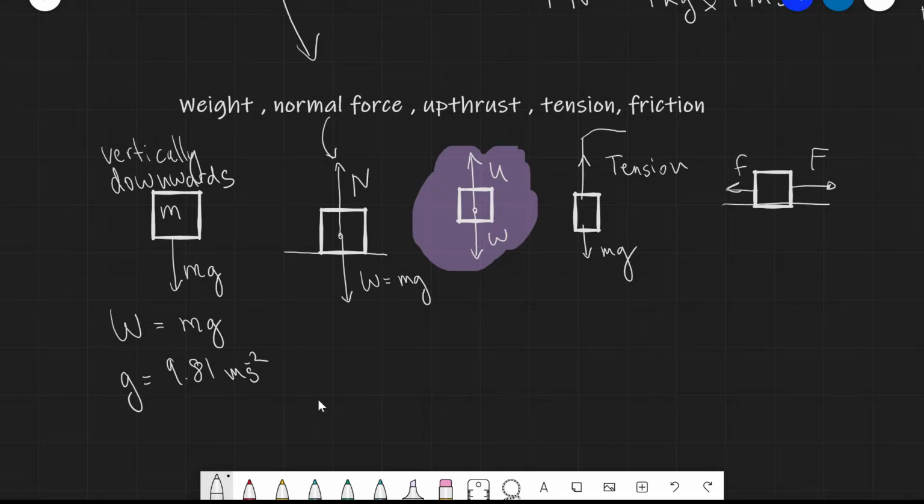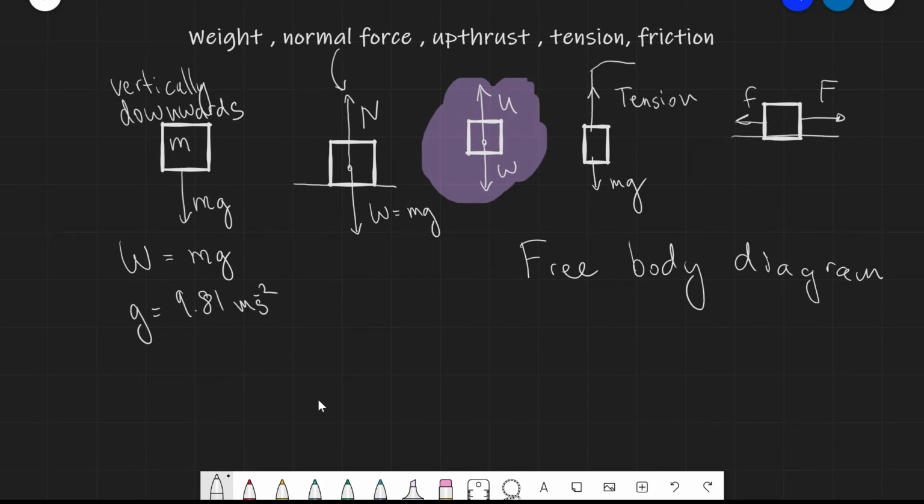Now, all of these diagrams that I've drawn here are actually examples of what are known as free body diagrams. A free body diagram simply is a way of showcasing what forces are acting on an object. Typically in a free body diagram, unless it's a sketch, we'll need to have the forces in the correct proportion.